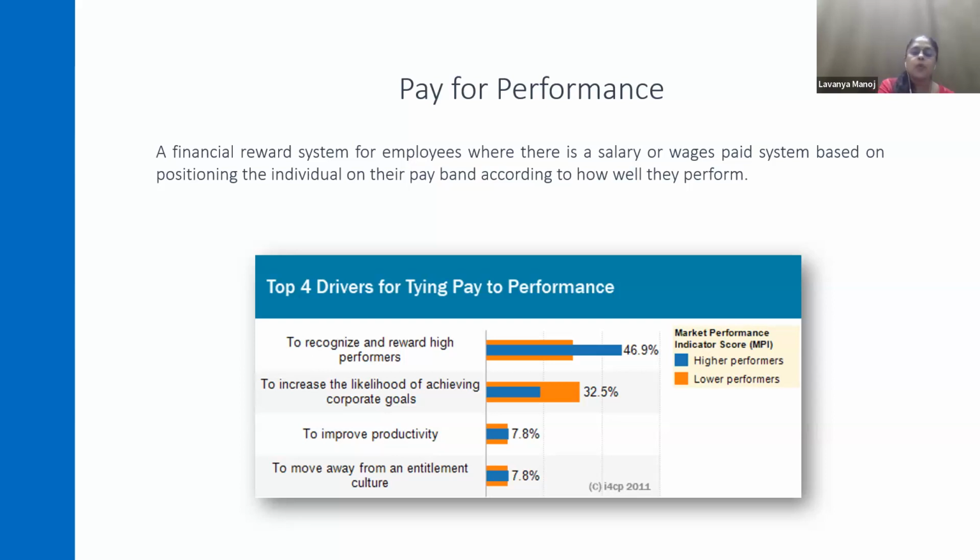So, top 4 drivers for tying pay to performance. Why? Recognize and reward high performance. Increase the likelihood of achieving corporate goals. Improve productivity. Move away from an entitlement culture. That is, mostly in government sectors, you can see they work completely on a seniority basis. There is no pay for performance, or anything like that. The only requirement is you have to be a government employee. That's it. Whether you work or don't work, that doesn't matter.